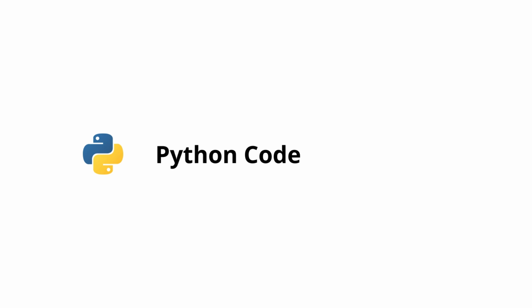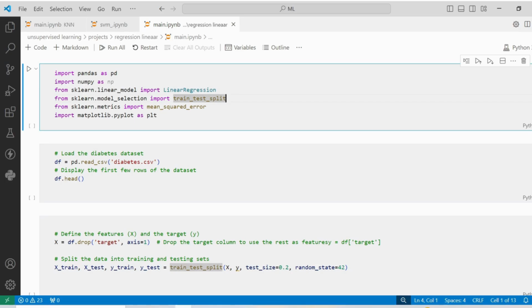So now, let's train the model using all the features from our dataset. I'll walk you through the entire code and explain each step. First, we start by importing the necessary libraries. We use pandas for handling data, NumPy for numerical operations, LinearRegression from scikit-learn for our model, train_test_split to split the data, mean_squared_error to evaluate the model, and matplotlib along with Seaborn for visualization.